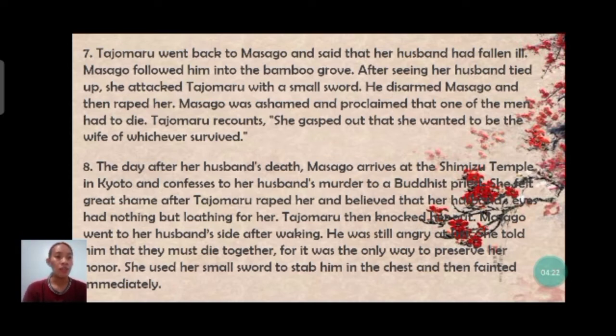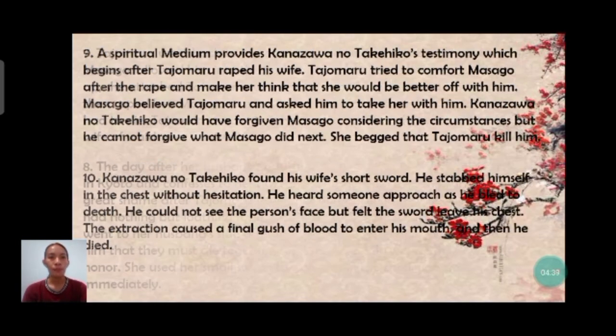Tajumaro was then knocked out. Masago went to her husband's side after waking. He was still angry at her. She told him that they must die together, for it was the only way to preserve her honor. She used her small sword to stab him in the chest and then fainted immediately.